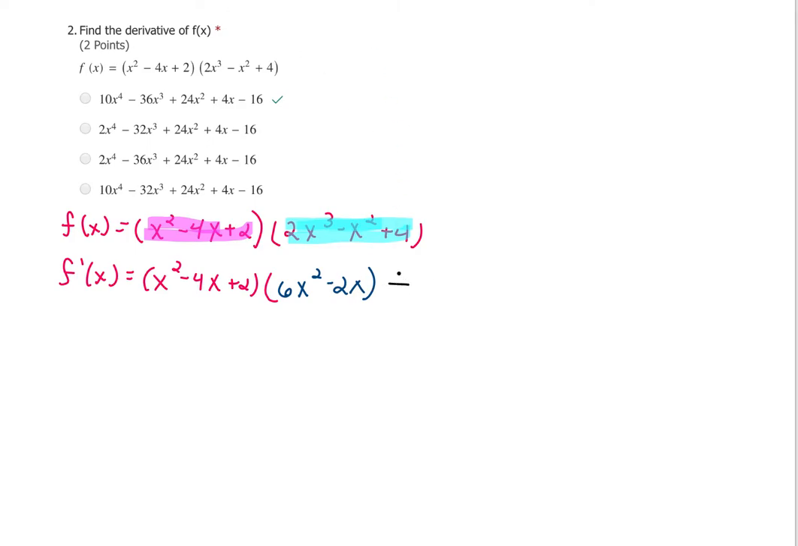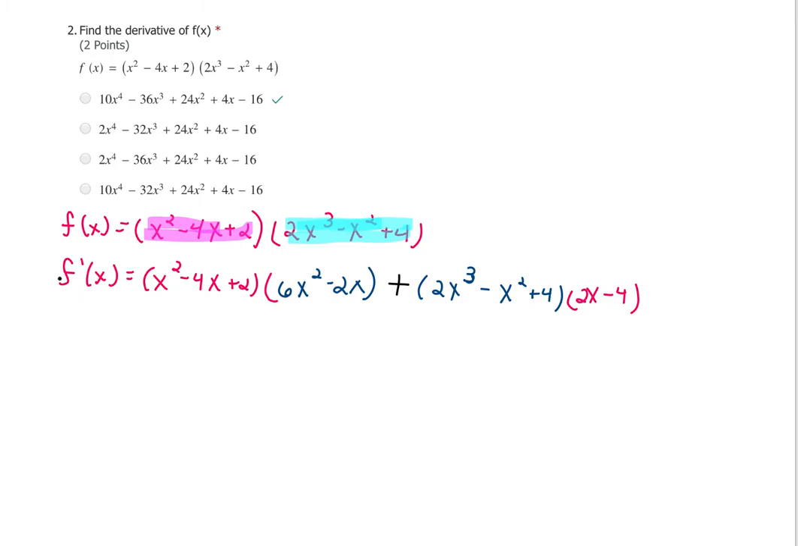And then you add the second term just like it is. So that's 2x cubed minus x squared plus 4. And then you multiply that by the derivative of the first term, which is 2x minus 4. So first term times the derivative of second plus the second term times the derivative of the first. And that's the basic setup of any time that you're using the product rule.